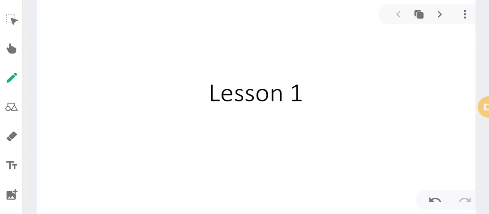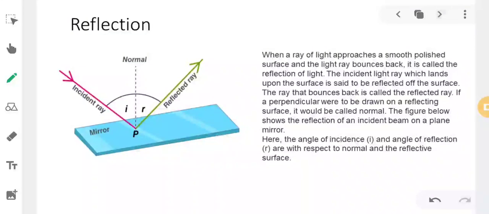We'll start with a new lesson from your chapter Ray Optics and Optical Instruments. So in today's class, we will discuss reflection.